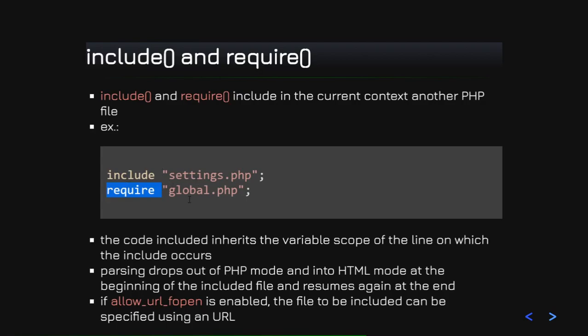The code that's included in the current file inherits the variable scope of the line on which this include occurs. The PHP interpreter drops out of PHP mode and into HTML mode at the beginning of the included file. So if I want to be in PHP mode in the included file, the first tag of the included PHP file should be <?php. And if the allow_url_fopen directive is enabled, the included file can also be specified by a URL, it can also be a remote file.